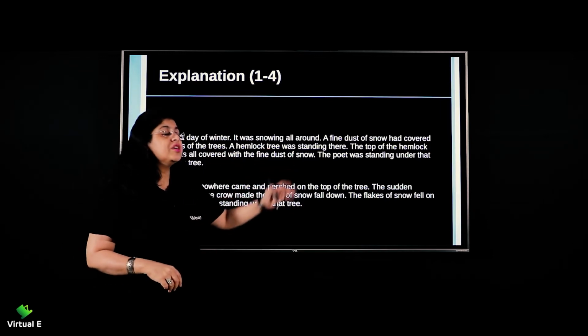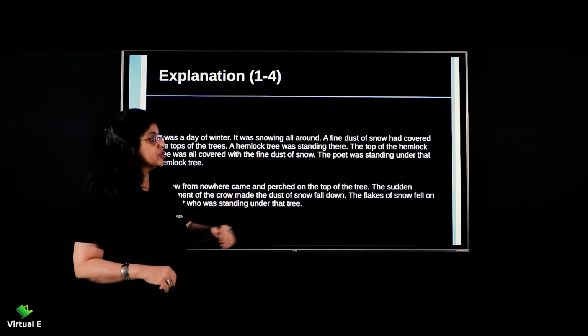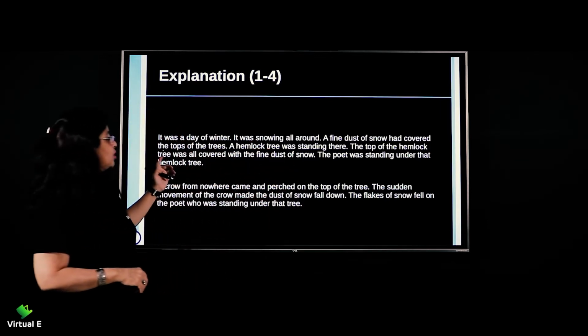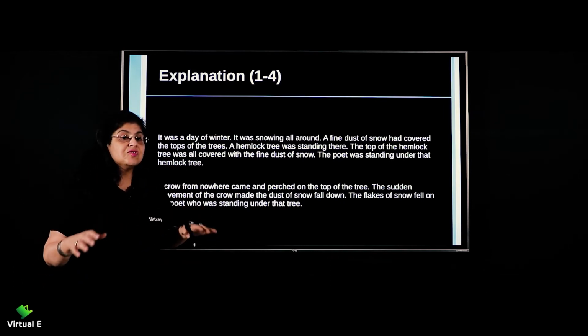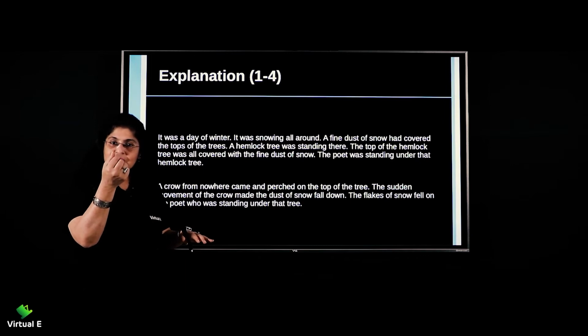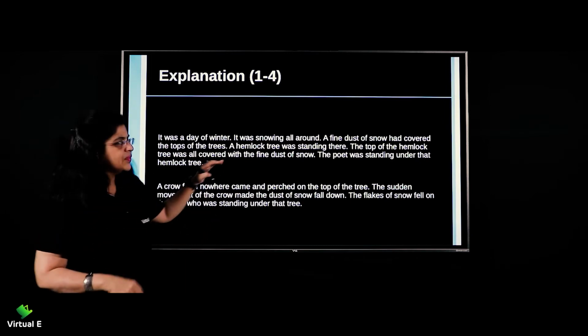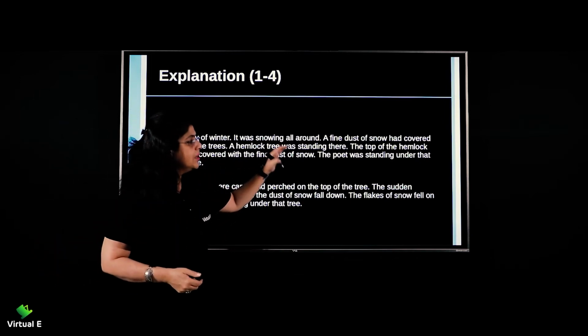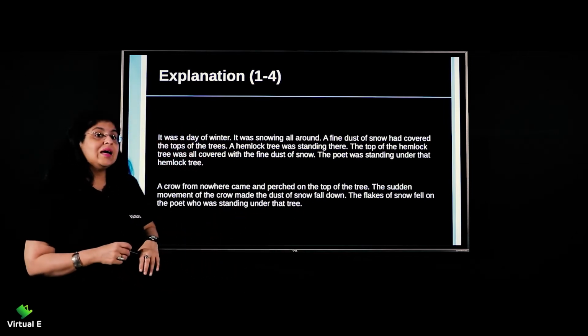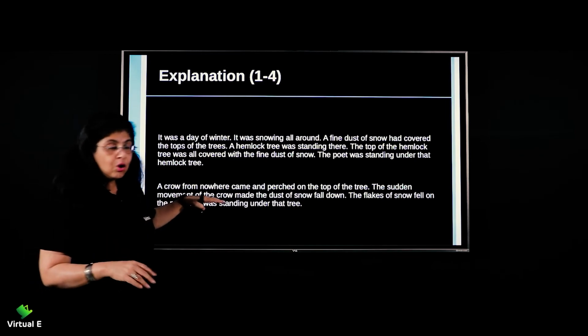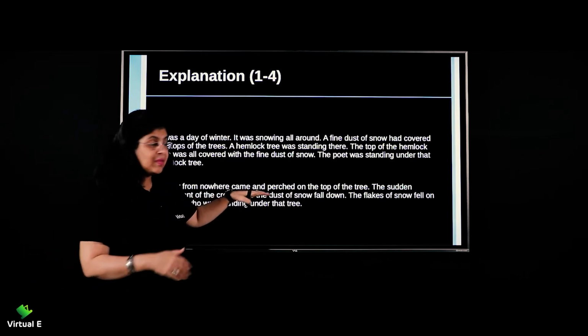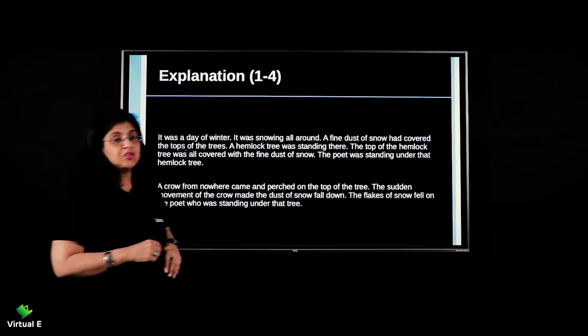A hemlock tree was standing there. There was a hemlock tree. The top of the hemlock tree was all covered with fine dust of snow. Like, it was dusty. The snow was dusty. Minute particles. The poet was standing under that hemlock tree. He was just there. A crow from nowhere came and perched on top of the tree.